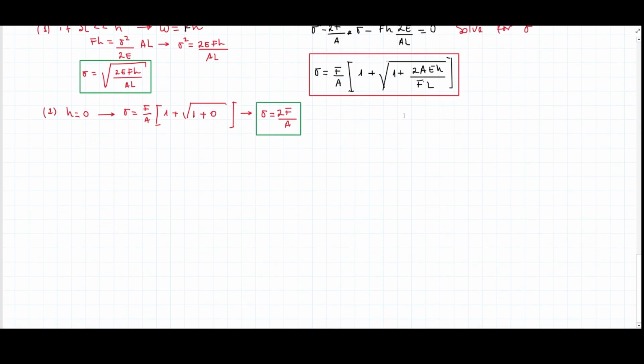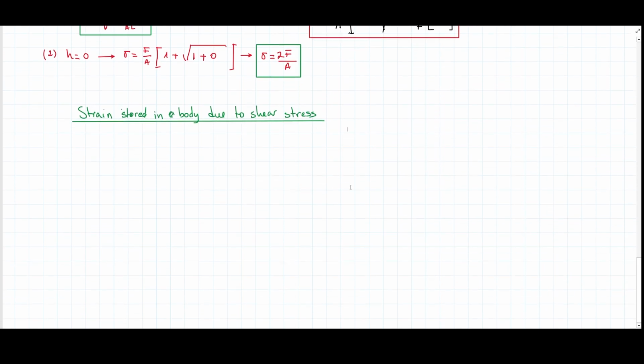So let's see the case of shear stresses. I'm going to write that as the strain energy stored in a body due to shear stress. Let me draw a figure just as a guide for what relations we're going to obtain here.